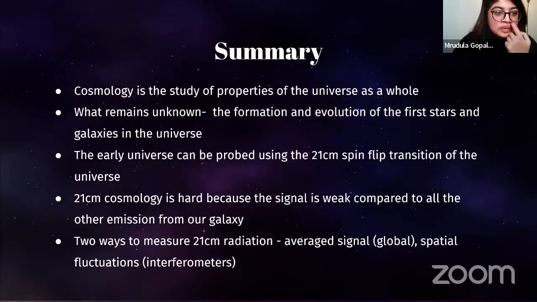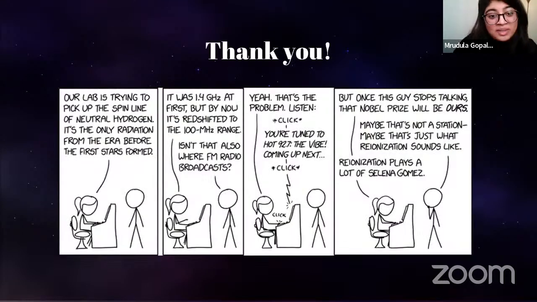And I'll leave you with an XKCD comic if you're used to seeing this. This is a comic about the reionization, measuring the 21 centimeter signal. That's because, like I told you, the reionization we expect to measure in the radio spectrum now, but when I say radio spectrum, we have the FM radio in that band. So this is a comic about that.